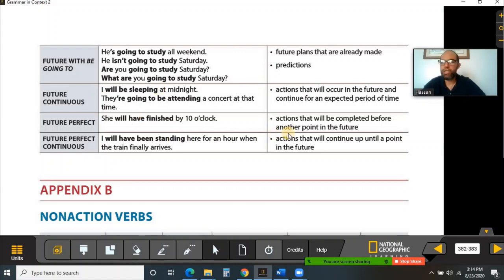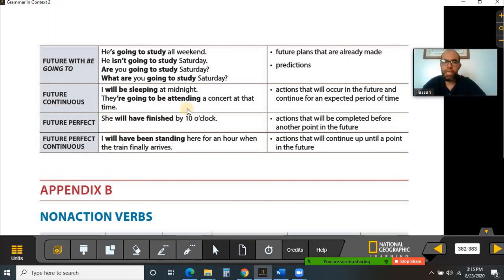Okay, future continuous. Now, the future continuous is formed by using will plus be plus verb ing. Will be sleeping, will be writing, will be making, will be playing, will be eating, etc. Negative form: will not be writing, will not be studying, will not be working, etc. And the question is formed by doing the inversion.